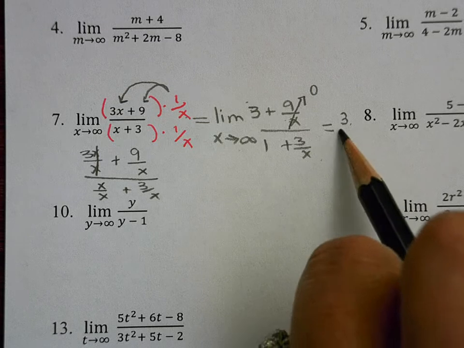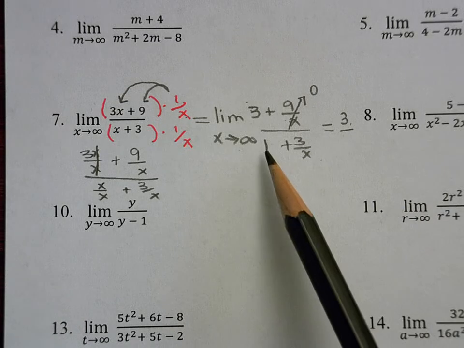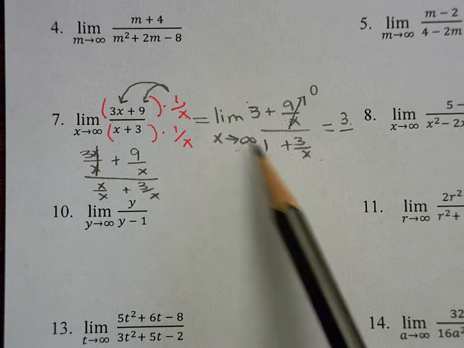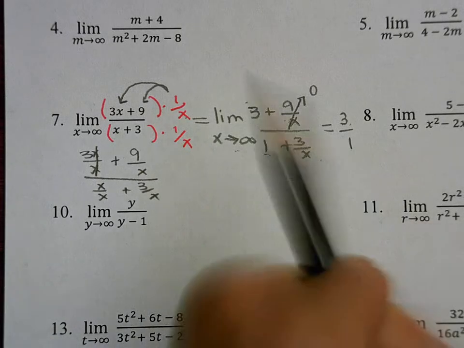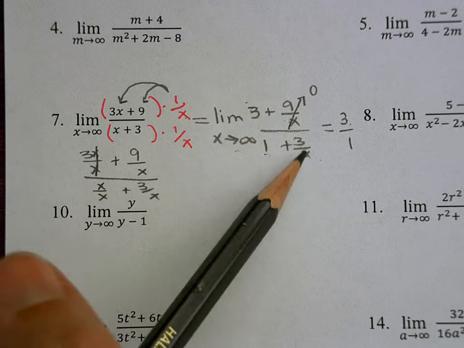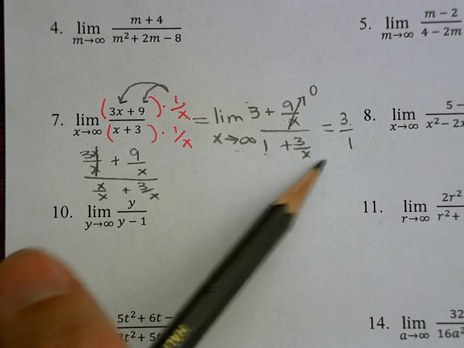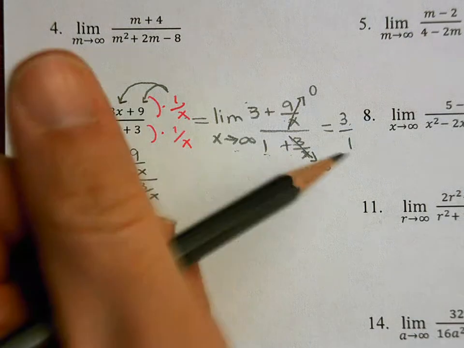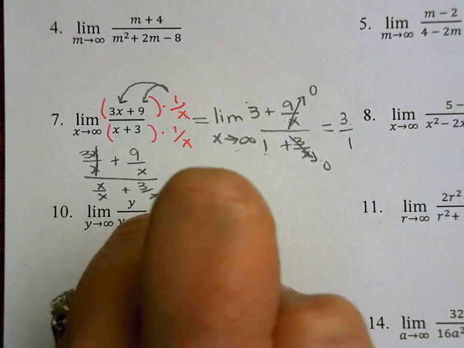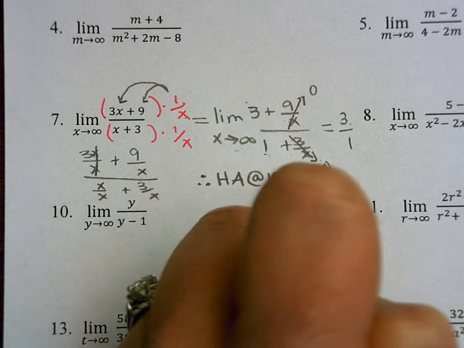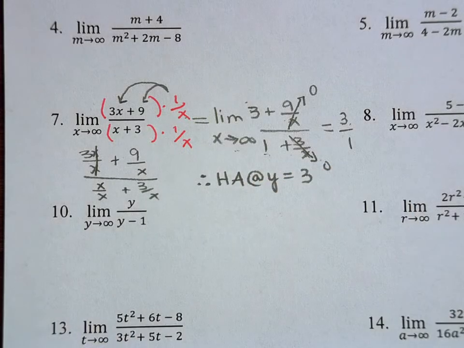And then in the denominator, I'll have 1 plus 3 over x as x approaches infinity. The limit of a constant is a constant, so that would be 1. And then as x approaches infinity, this will go to 0, because the bigger the denominator, the smaller the fraction. So then I'm left with just equals 3. That means there is going to be a horizontal asymptote at y equals 3.